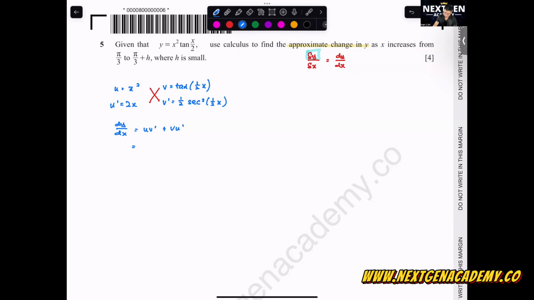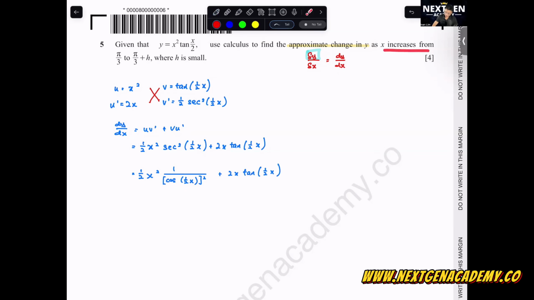Okay, we can straight away just simplify it. So I'll do half x squared secant squared 1 over 2 x plus 2x tangent 1 over 2 x. Then secant squared, when you do your calculation, you all have to write it like that: 1 over cos half x, squared. Okay, when you all type in the calculator, plus 2x tangent half x.